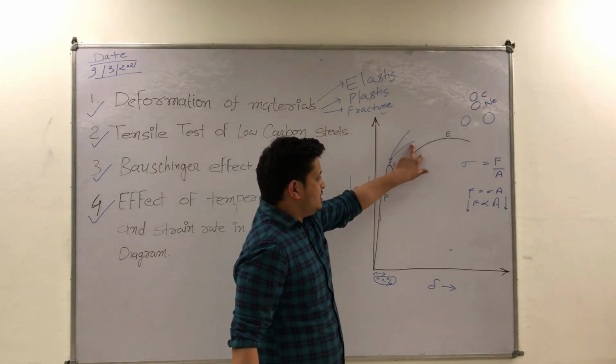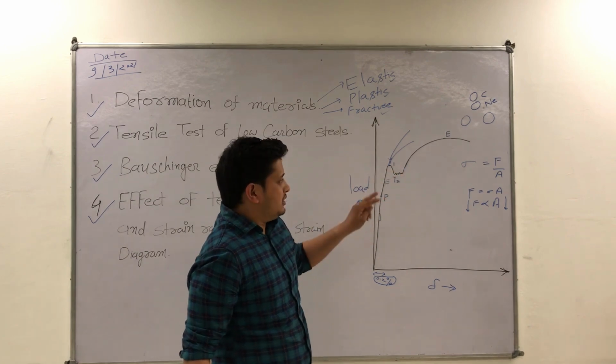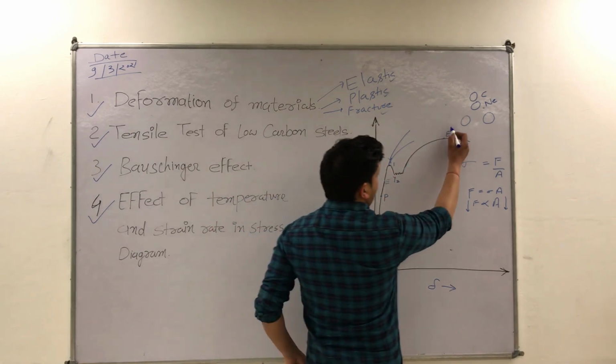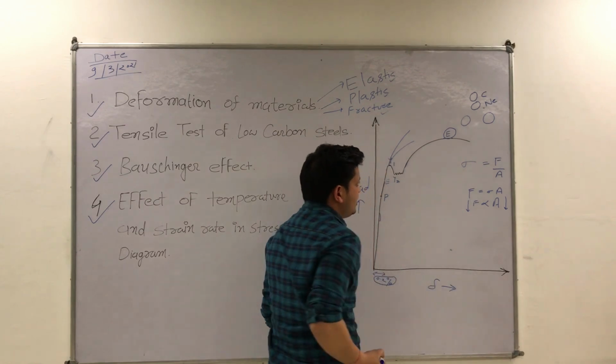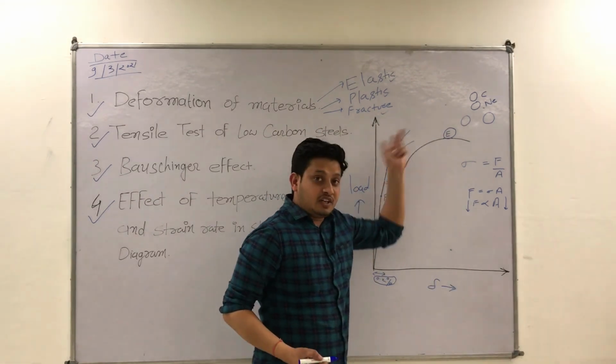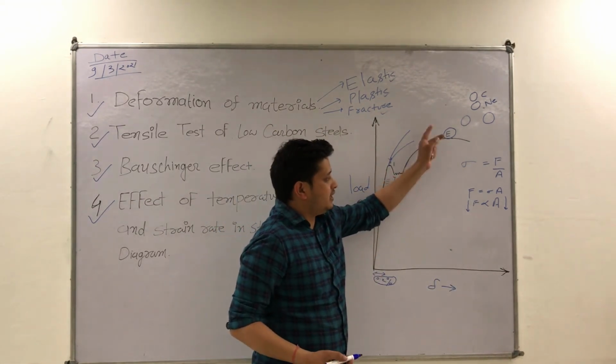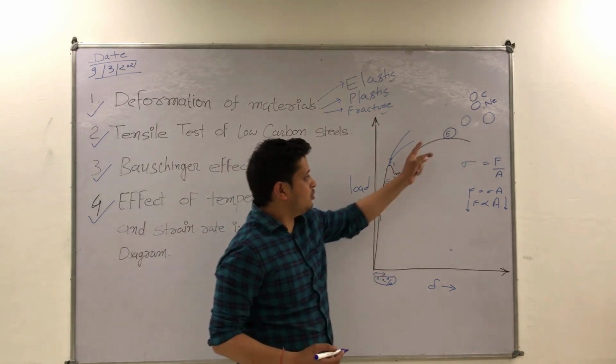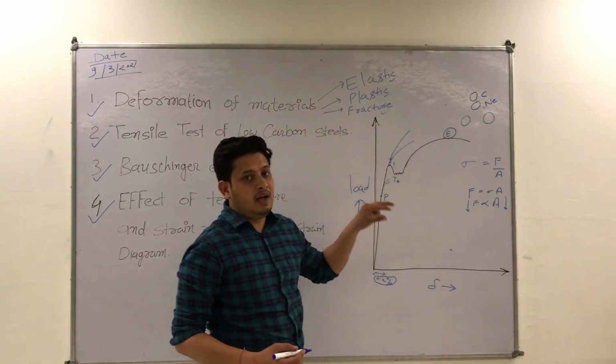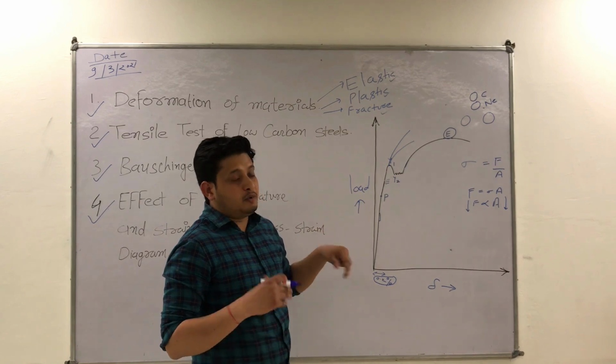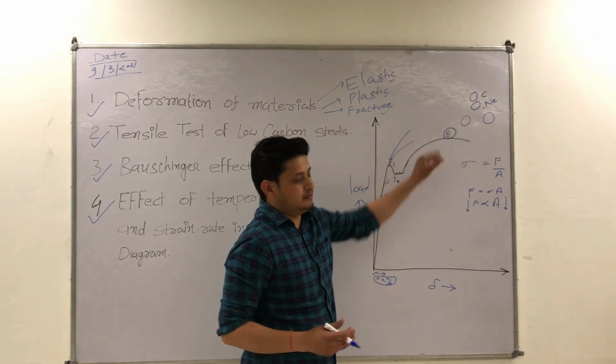Means this is a region where there is an instability, and this point is known as the point of instability. And this is also known as the strength of the material. And what is the strength of the material? Maximum value of the stress or load which is required to deform the material, up to which there is no fracture in the material.